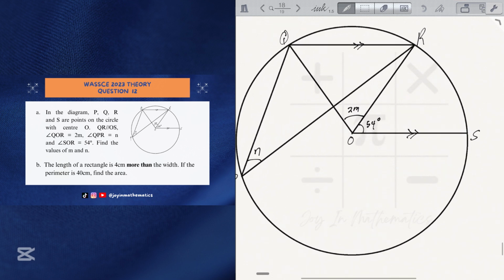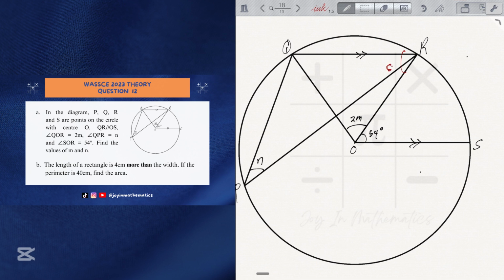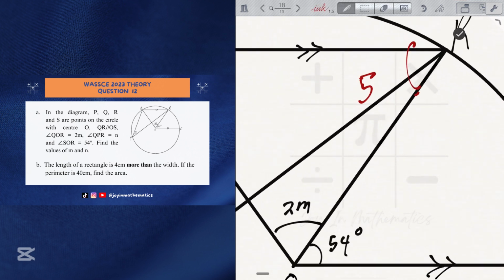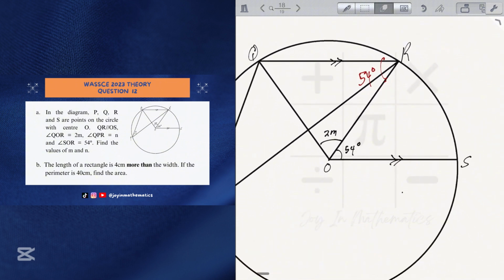Now let's look closely at these angles. If these two lines are parallel to each other, then this angle here is equal to 54 degrees. Why are we saying it's 54 degrees? Because they are alternate angles. Now, if that is 54 degrees, let me just write it well, and we have 54 degrees, alternate angles.